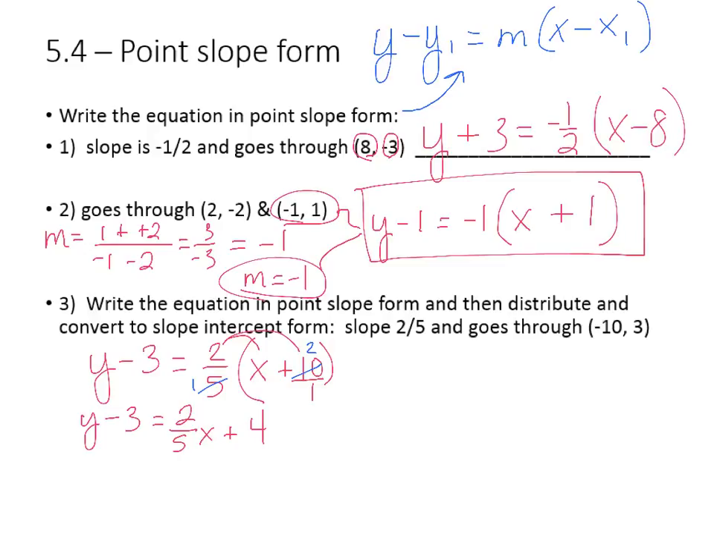The next thing that I would probably do is try to get the y by itself, because slope-intercept form is y equals mx plus b. Let's just add that 3 over to get the y by itself. Y equals 2/5 x plus 7. Now it's in slope-intercept form. Alright, pause the video and you go do your slide.